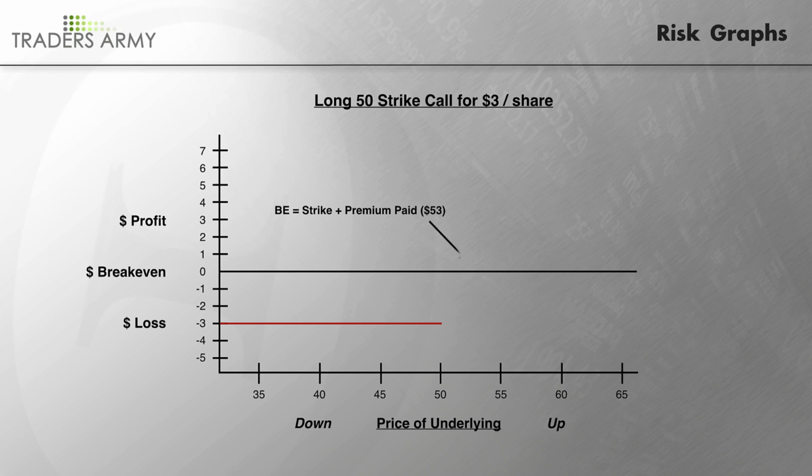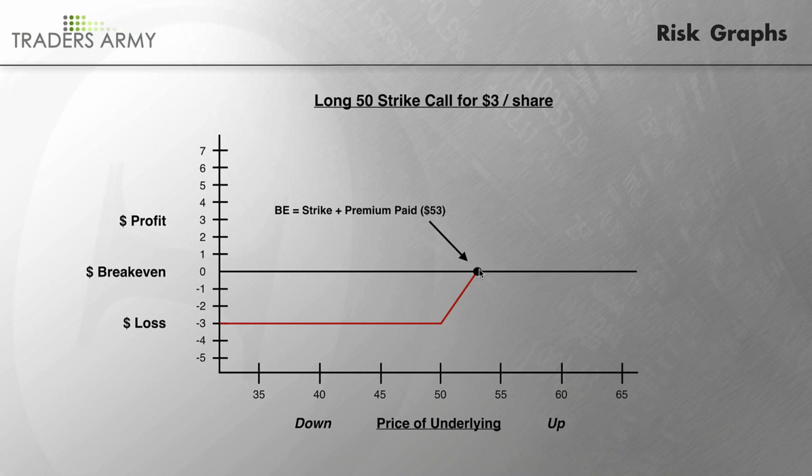So when we draw that diagonal line from 50 up to 53, anywhere below 53 at expiration, we are going to lose money. We are under our break-even horizontal line here. Anywhere under 53 at expiration, we have lost money. Anywhere at 50 or lower, we have lost it all, $3, and that's it.